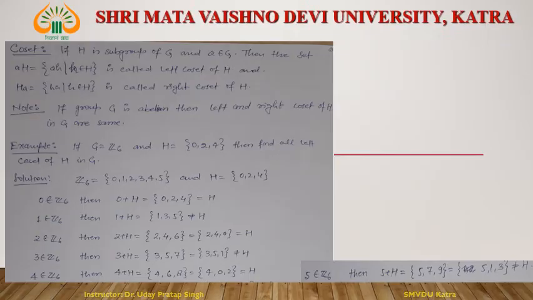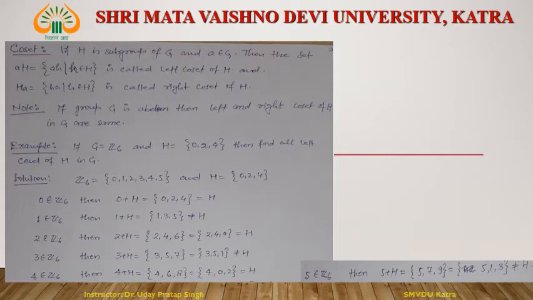In this lecture, we are going to discuss what is a coset, what is a normal subgroup, and factor group or quotient group. We have already discussed what is a subgroup of any group.